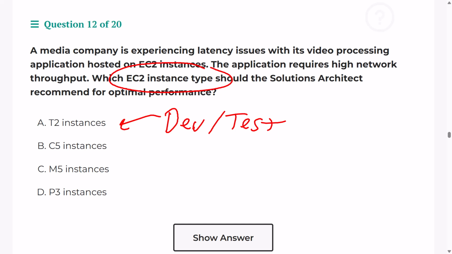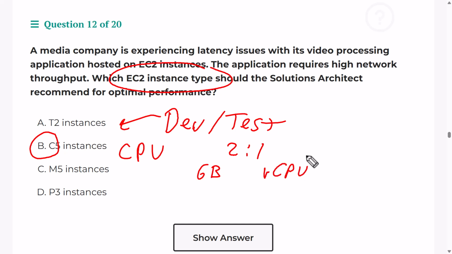The C family of instances are compute heavy. C family instances have a 2-to-1 ratio of gigabytes of RAM to virtual CPUs, sometimes also referred to as CPU cores. So that's a fairly high proportion of CPU power relative to the amount of memory that it has. By contrast, the M family is a family of general purpose instances, and they have a 4-to-1 ratio of gigabytes of RAM for each virtual CPU.